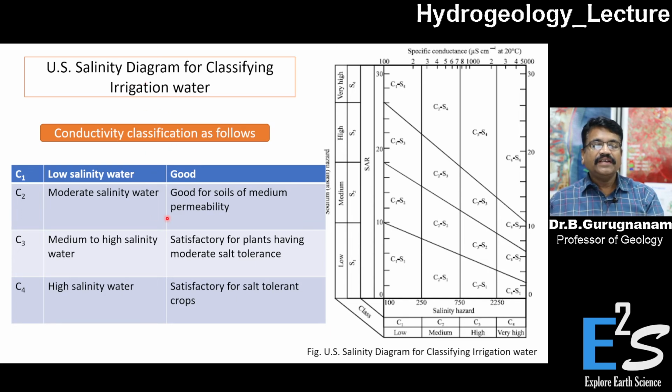Conductivity is classified as follows: C1, C2, C3, C4. Low salinity water is good for irrigation use. Medium salinity water is good for soils of medium permeability. Medium to high salinity water is satisfactory for plants having moderate salt tolerance, and high salinity water is satisfactory for salt tolerant crops. So this is how, based on the conductivity, it is classified.